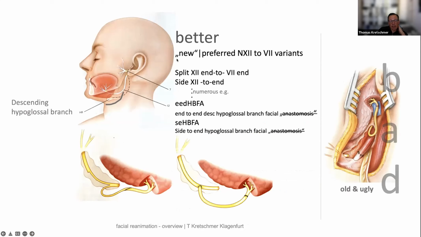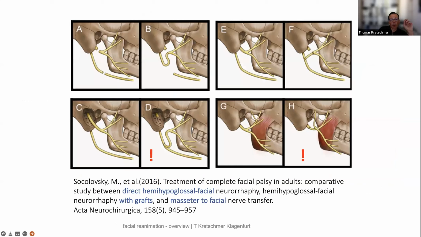And nowadays there is a plethora of different solutions where actually just a split part of the hypoglossal nerve is used in variations, end to end, side to end. Another so-called descending branch of the hypoglossal is used. I won't go into detail.